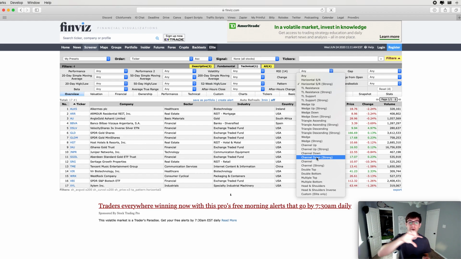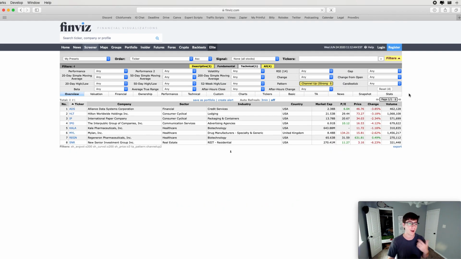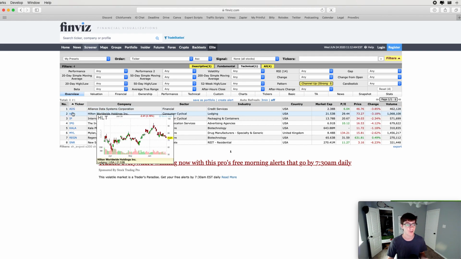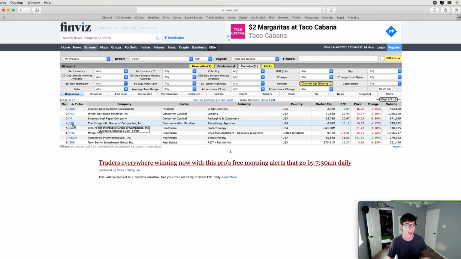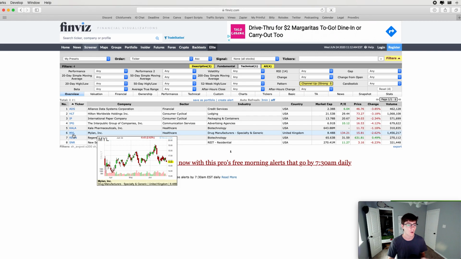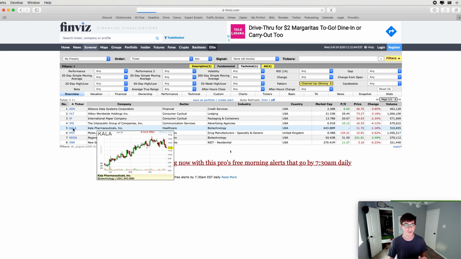But a channel up is support and resistance going to the upside, while a channel down is going to the downside, which means trending up, trending down. So channel up is going to be a weak uptrend. Channel up strong is going to be a strong uptrend. So I'm just going to click that, and then we have the reset here. And based on our settings, we get these stocks here: IP, IPG, Kayla, whatever. And so these are all the stocks that fit the category.